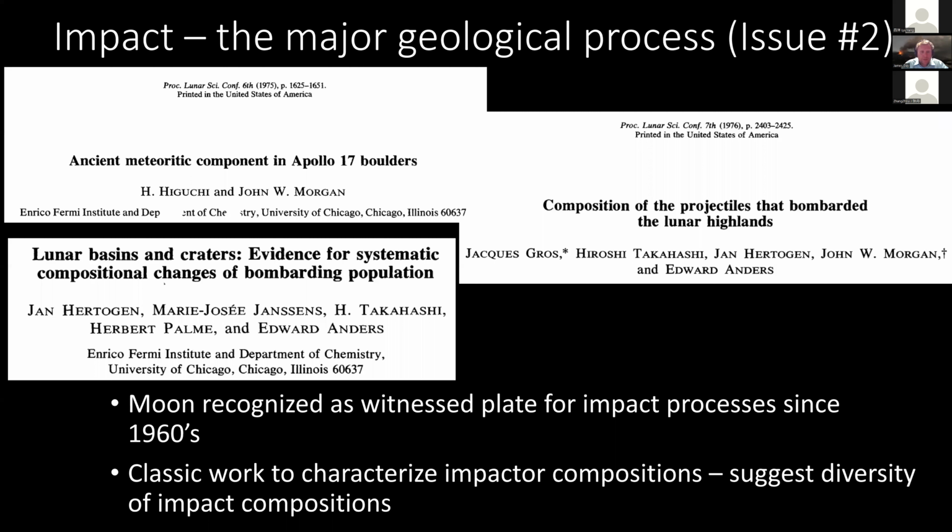The way that this has been done for the last 50 years is to use highly siderophile elements. These are elements that prefer to be a metal over silicate, and they include osmium, iridium, ruthenium, platinum, palladium, and so on. The reason that these elements are so powerful is that in the moon's crust and in its mantle, they're in extremely low abundances.